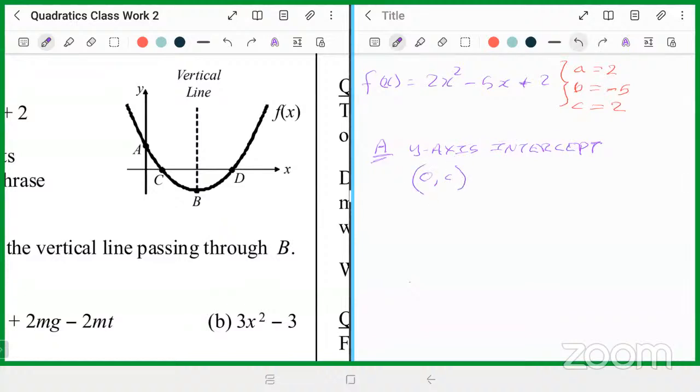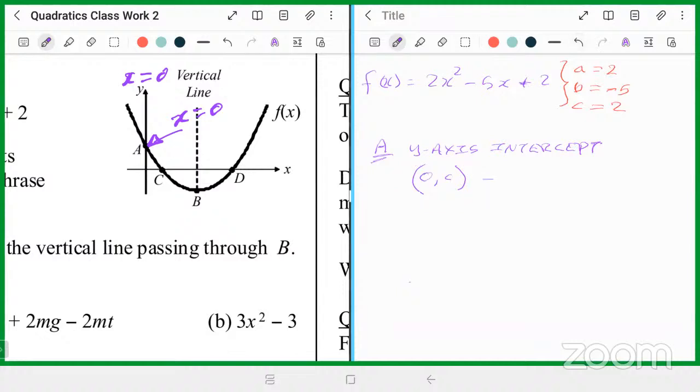Why is that? Because this point is on the y-axis, the x value is equal to 0 at all points on the y-axis. So at this point, the x value is equal to 0. And if the x value is 0 in this function, then 2x² will be 0 and that will be gone, and 5x also will be 0, so that will be gone. And so the function value, which is the y value, will be equal to 2. That's the c value. And so the point, therefore, is (0, c), 0 and the c value, which is 2.